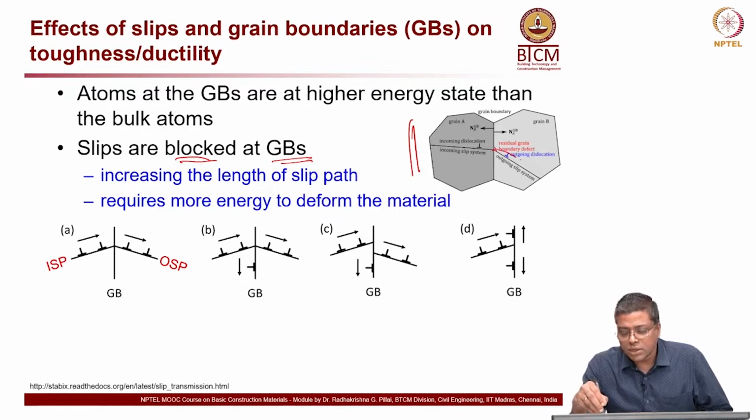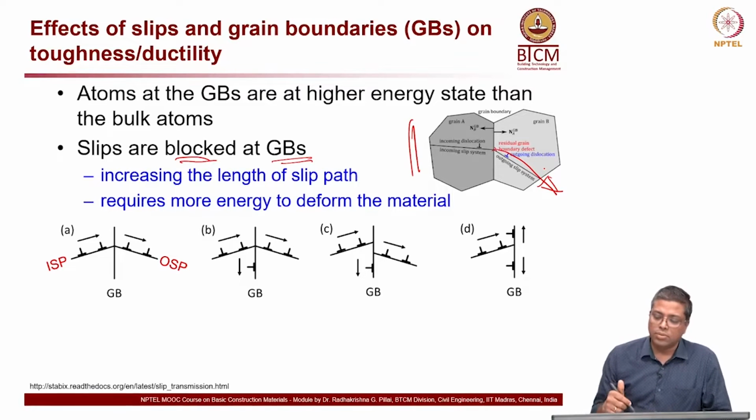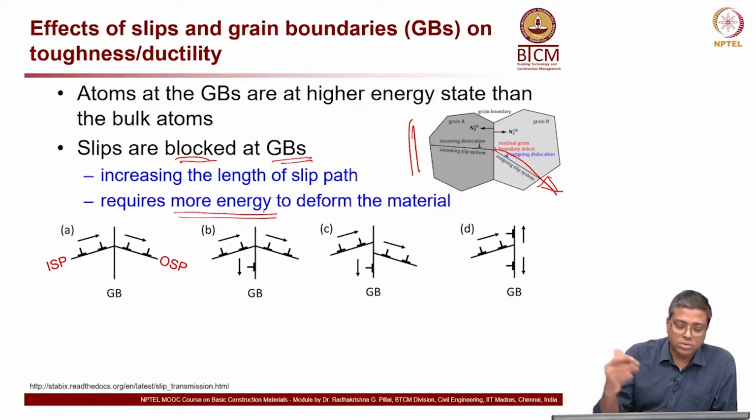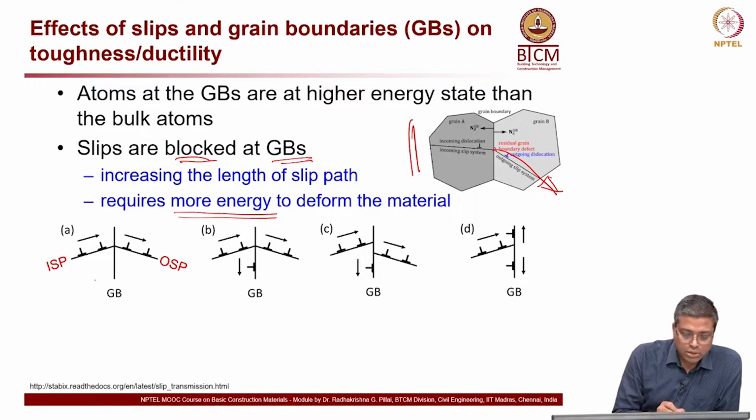But as you apply more stress, there will be a point at which it starts moving in the best possible direction through the next or adjacent grain available. This process requires more energy because you have to cross through that grain boundary. You need more energy to deform the material. Now look at the drawings here. You can see this is an incoming slip plane, ISP, and an outgoing slip plane, OSP. So you can see here, look at the direction of these arrows.